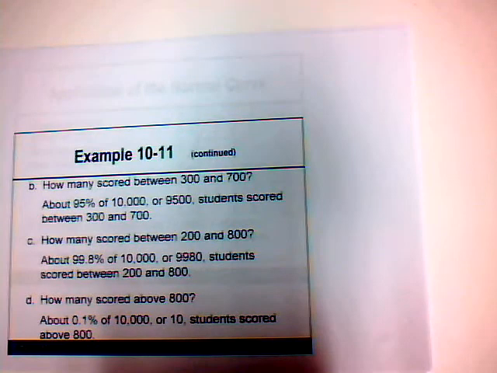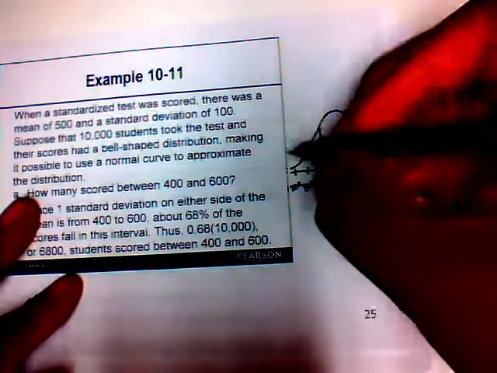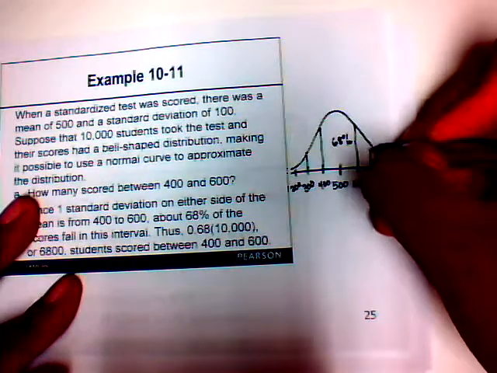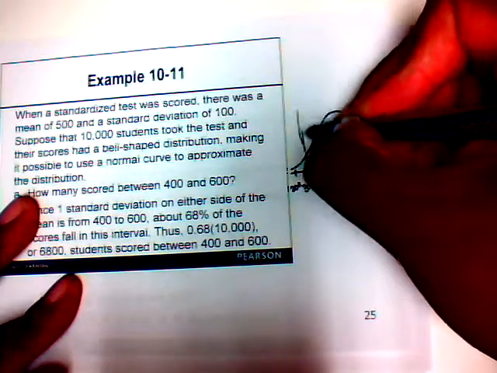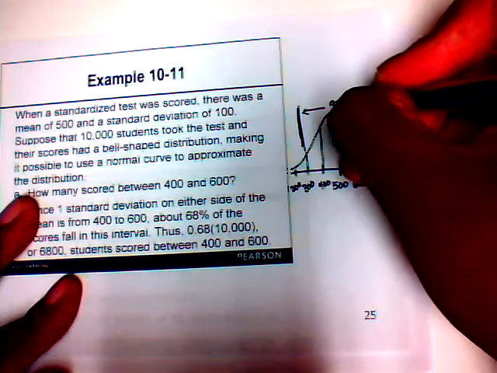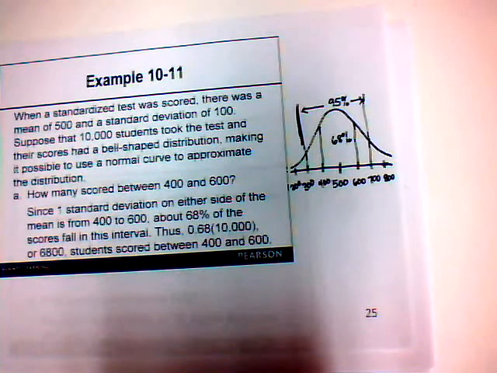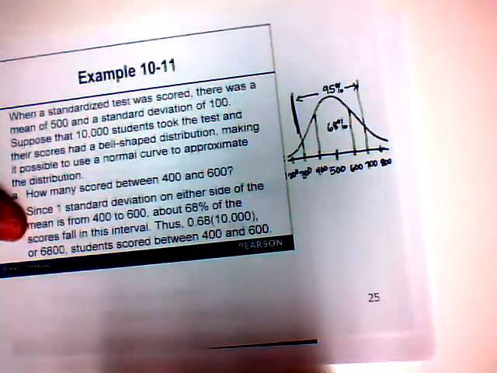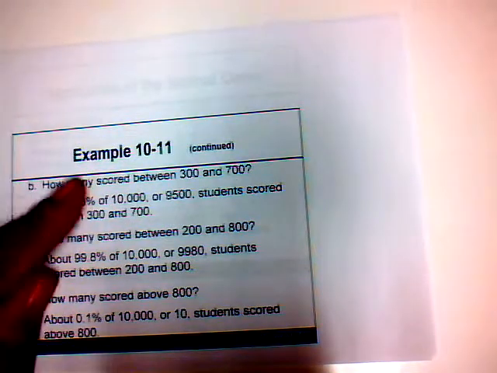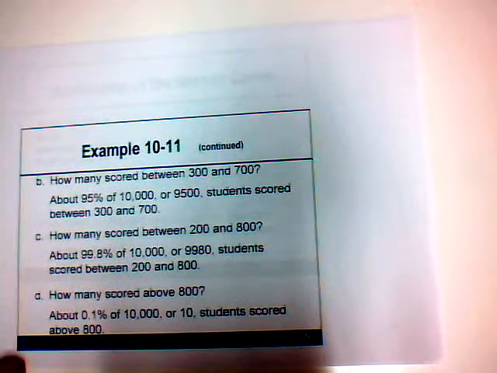And how many scored between 300 and 700? Let's go back to this normal curve that I just drew. Here's 300 and here's 700. Those numbers are within 2 standard deviations of the mean, which means 95% of those data values lie within 2 standard deviations of the mean. So we take 95% of 10,000, which will be 9,500. So that means that 9,500 students scored between 300 and 700.